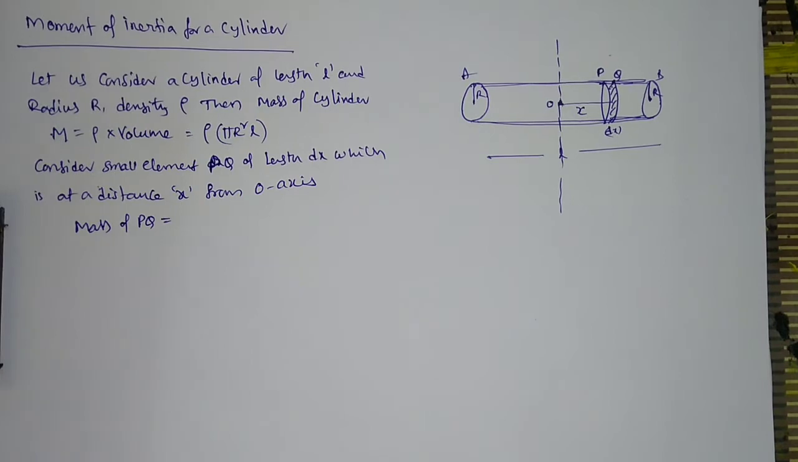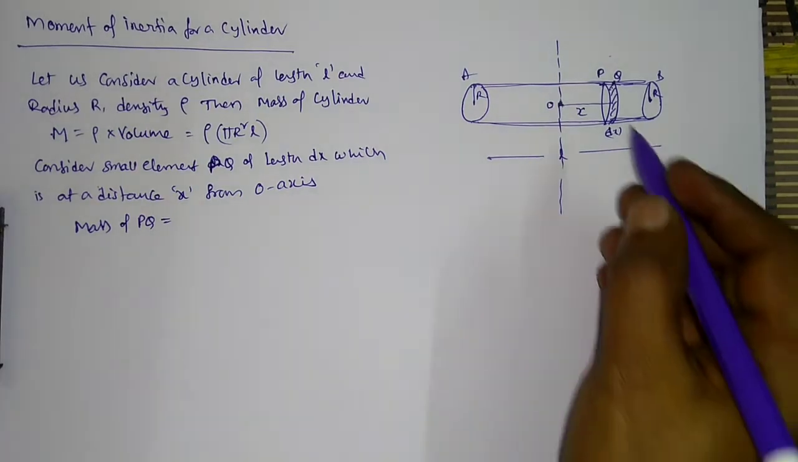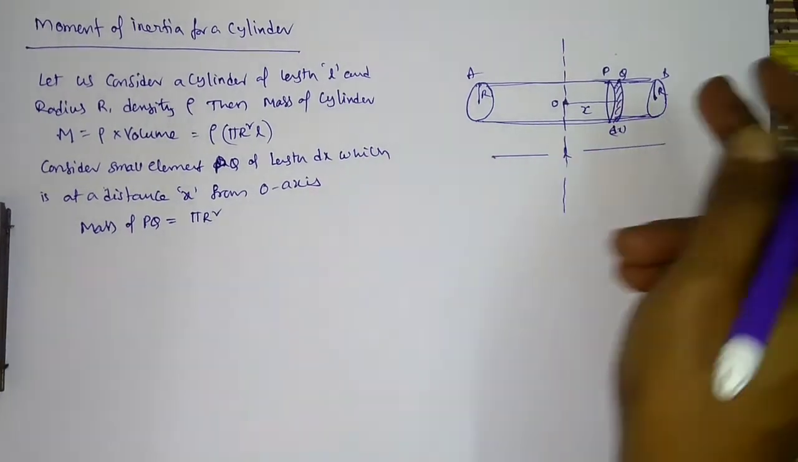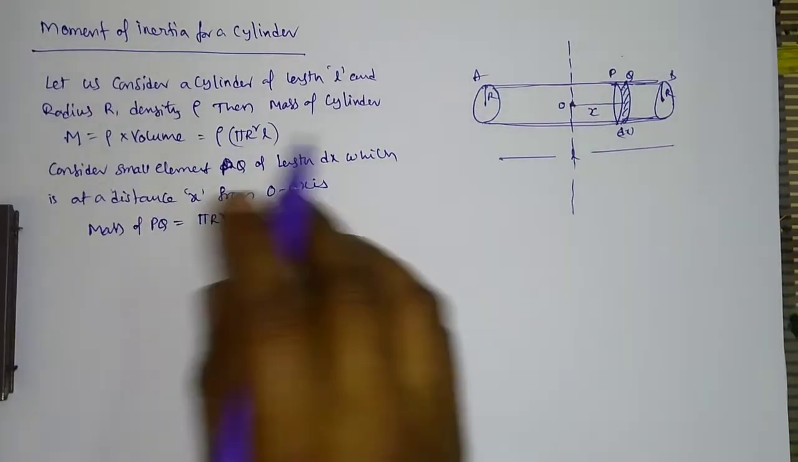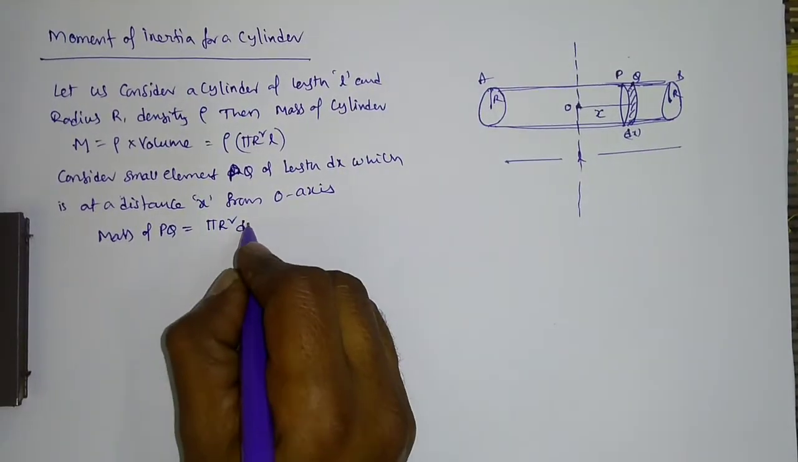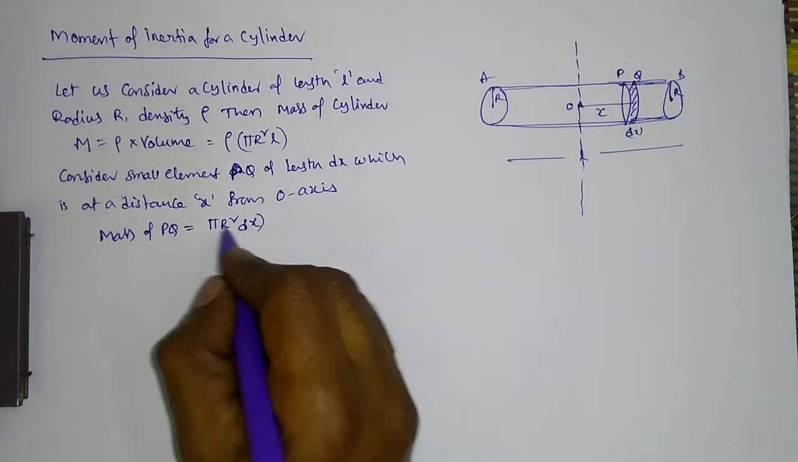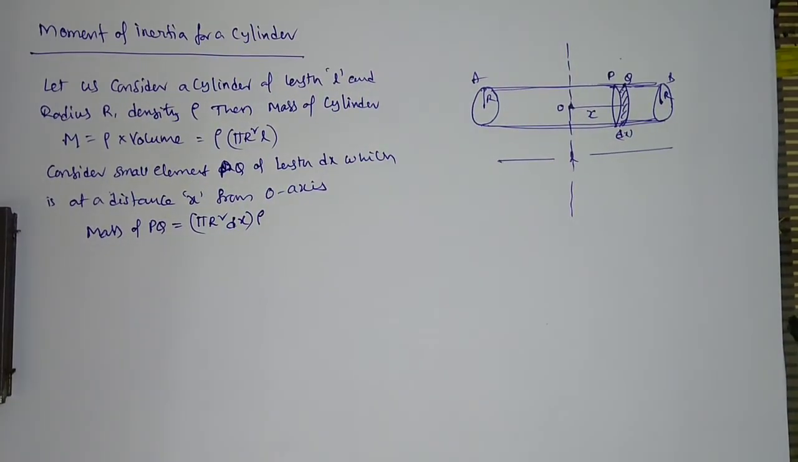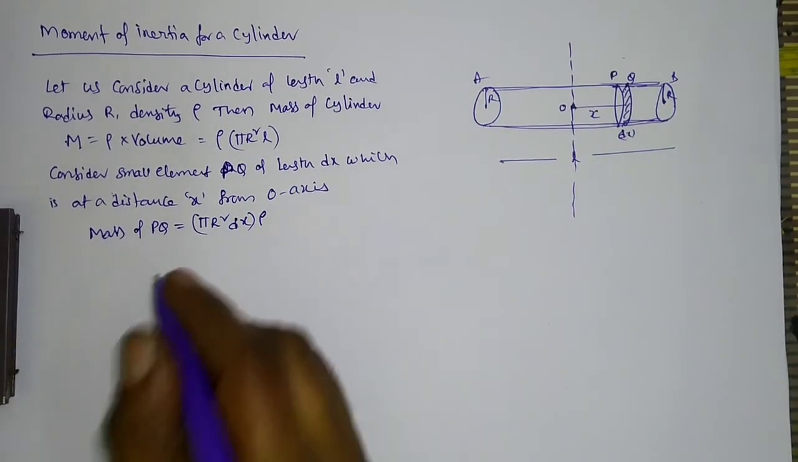So how can we determine the mass of PQ? As usual, the area is pi r square, and the radius is constant throughout the cylinder. That way, like a uniform rod, we take pi r square into the small distance dx into the density of the cylinder, which is rho.